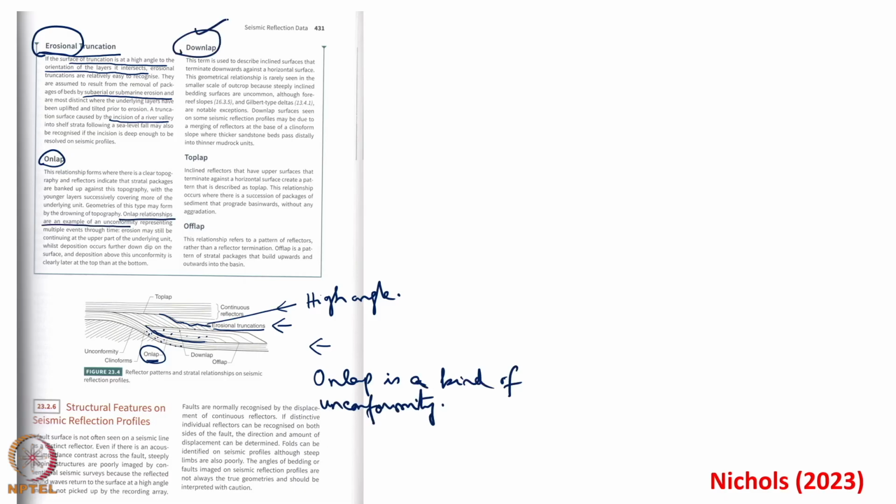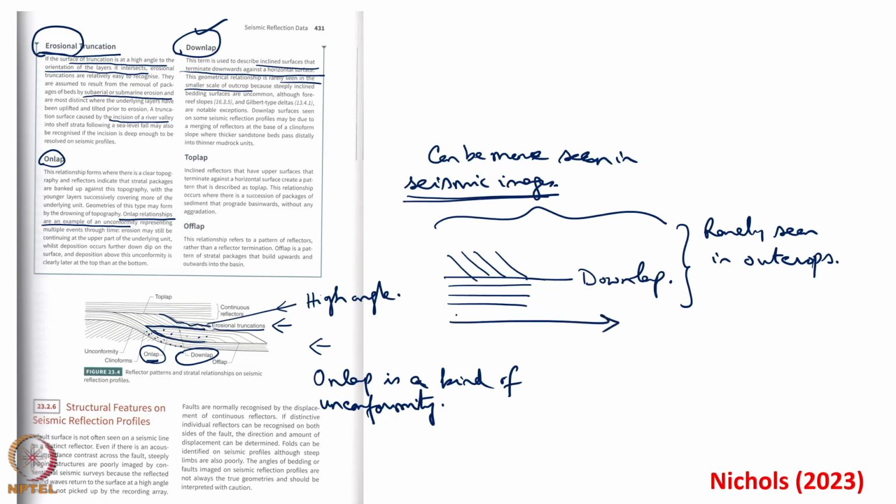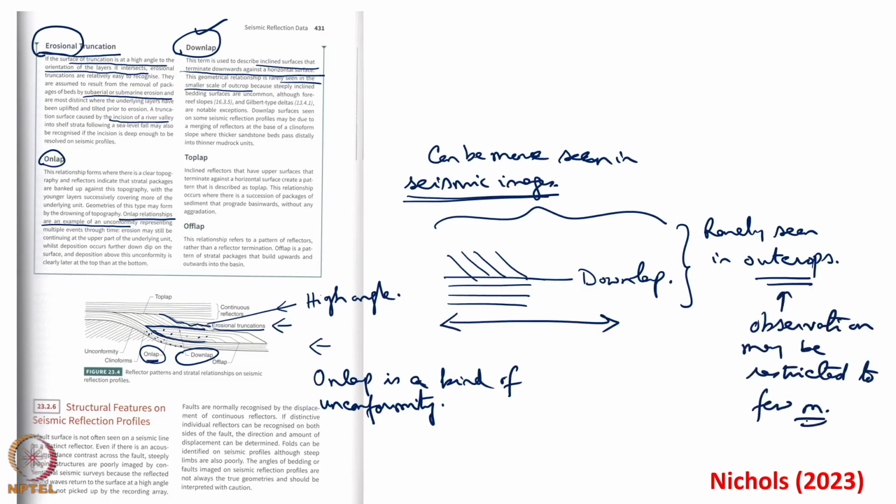Let us take downlap, which is presented here. Downlap is a contact between the lower horizontal surfaces and upper angular reflectors. Inclined surfaces that terminate downwards against a horizontal surface are rarely seen at the smaller scale of outcrop and can be found more in seismic images. These are places where the coverage is many kilometers, whereas in outcrop the observation can be a few meters, and in a few meters such a relationship may not be possible to find.